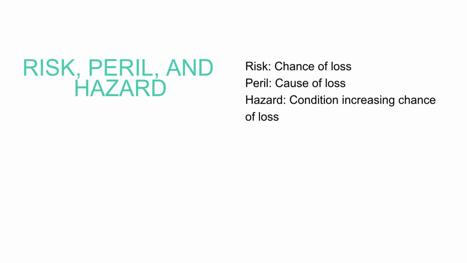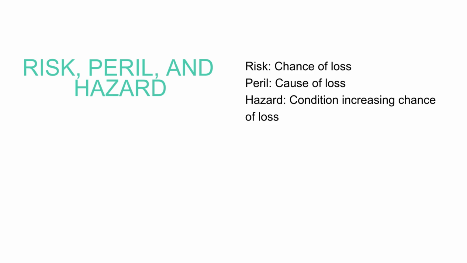Next, we clarify three critical concepts: risk, peril, and hazard. Risk, the chance or uncertainty of loss. For example, owning property in a tornado prone area represents a high risk. Peril, the actual cause of a loss, such as fire, theft, or windstorm. Hazard, any condition that increases the likelihood or severity of loss. Hazards don't directly cause loss, but make it more probable.